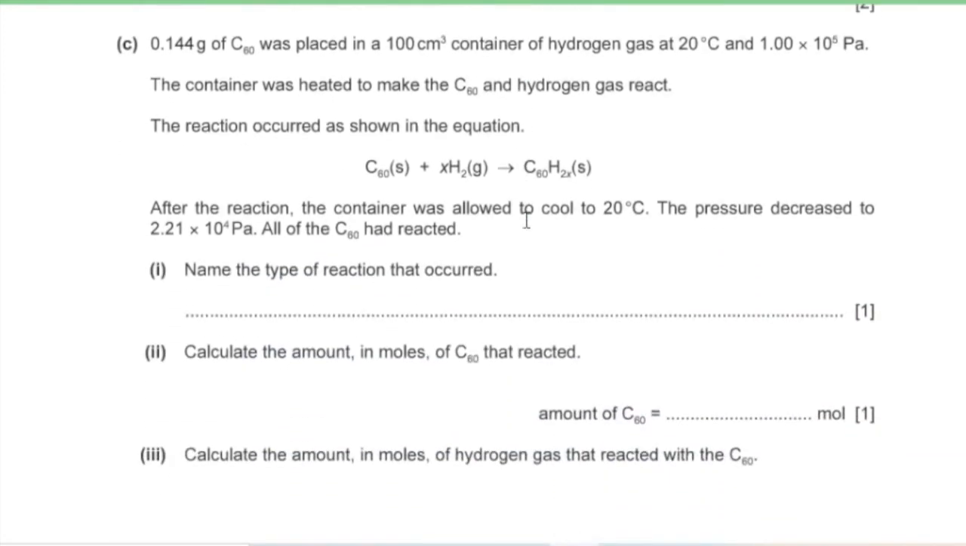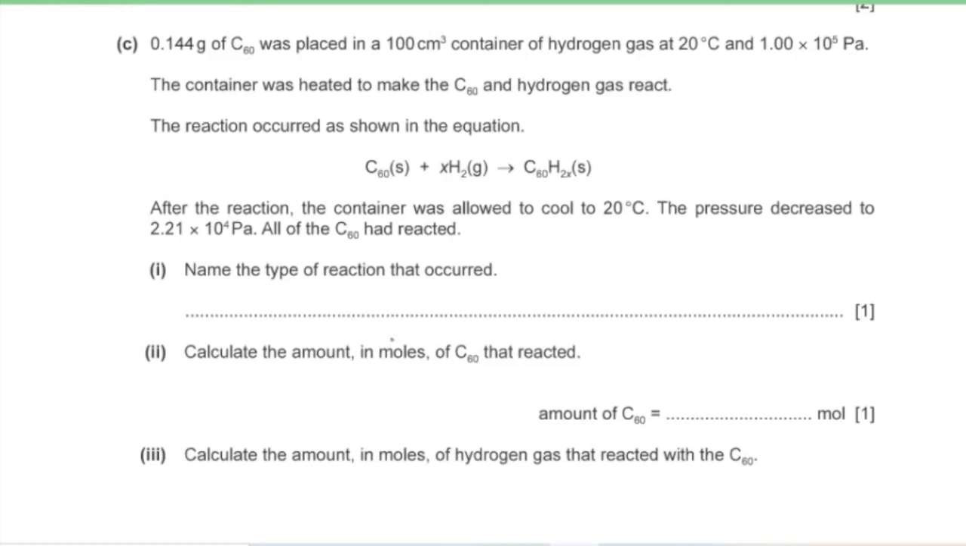Part C, 0.144 grams of C60 was placed in a 100 centimeter cube container of hydrogen gas at 20 degrees Celsius and 10 to the power 5 pascals of pressure. The container was heated to make the C60 and hydrogen gas react. The reaction occurred as shown in the equation. After the reaction, the container was allowed to cool to 20 degrees Celsius.